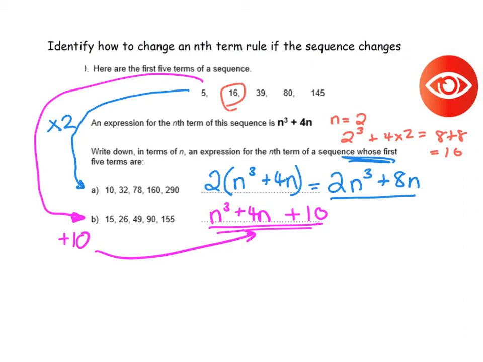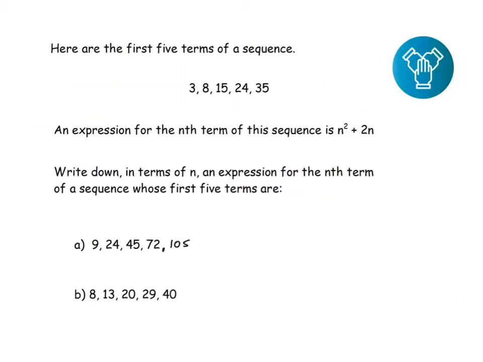So let's have a look at another question. I'm going to give you a chance to have a go at this question. I've just changed the sequence slightly, so it's n squared plus 2n, and I've given you the numbers. As before, we're going to look to see how I've changed these numbers to get from the top to the bottom. And then once you've done that, you're going to look at the second one and see how that's changed as well. So pause the video and see if you can see the link.